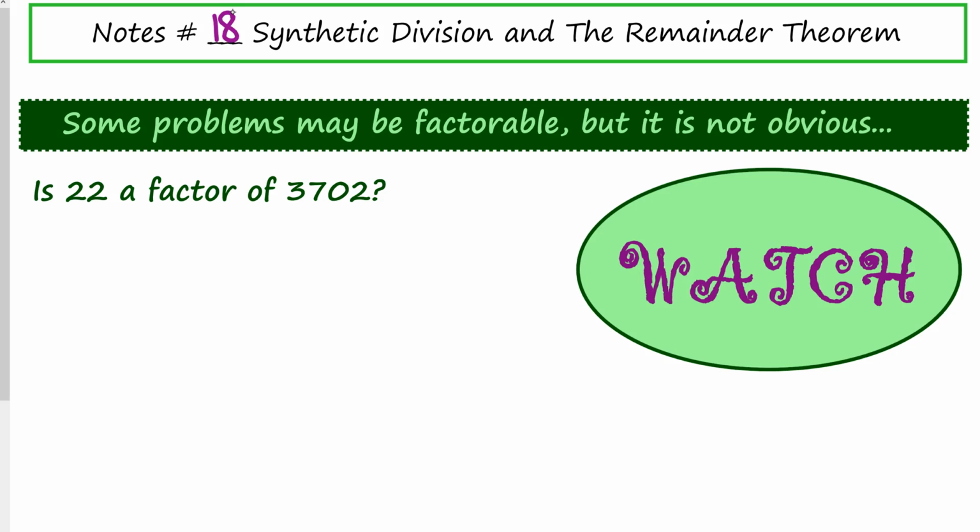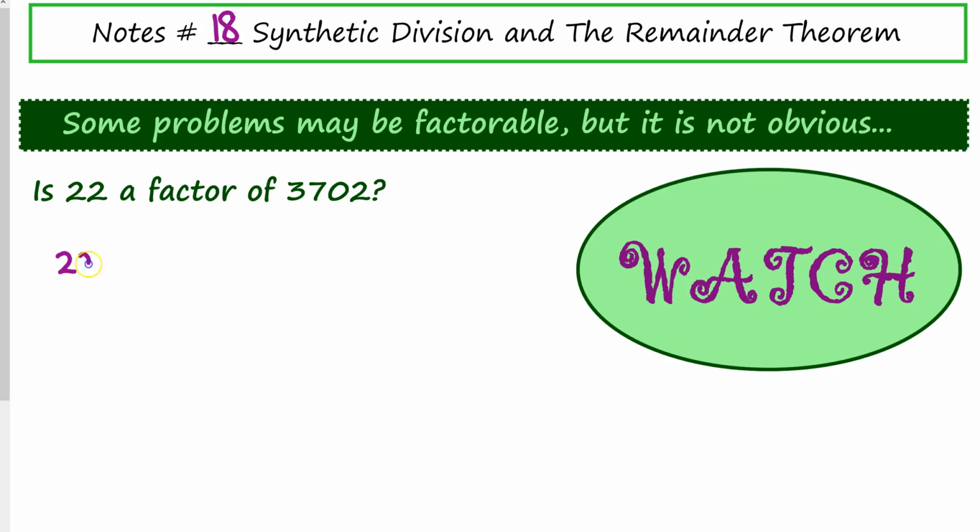But first I have a question. Is 22 a factor of 3,702? You probably don't know off the top of your head, but what you would do to figure it out is you would divide, and if it goes in evenly, then you would say 22 is a factor, and if it doesn't go in evenly, then you would say it's not a factor. And going in evenly means what? Going in evenly means there's no remainder.